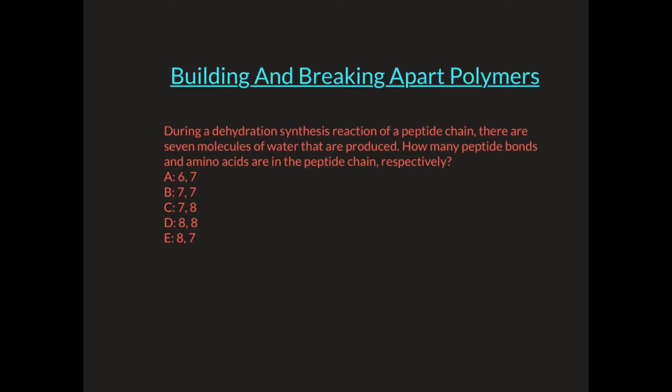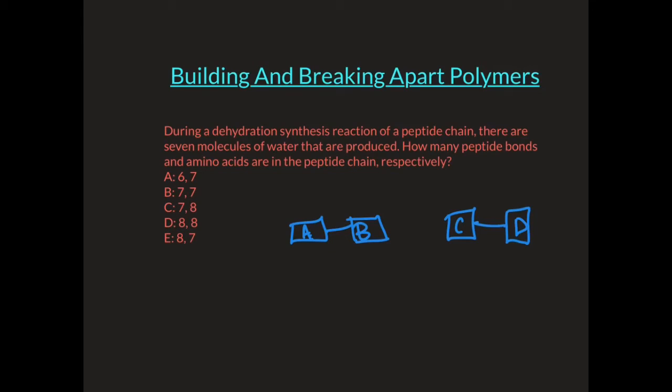Next question. During a dehydration synthesis reaction, okay, so we know we're talking about dehydration synthesis here. So we know that we're going to have some sort of polymer, so like let's say A, B, and we have another sort of small, like let's say C, D, and we know that they're combining to form a bond.